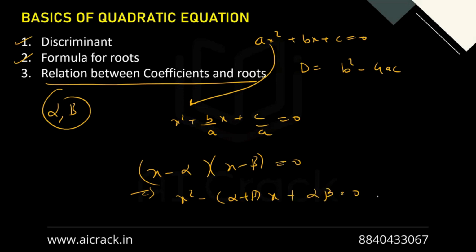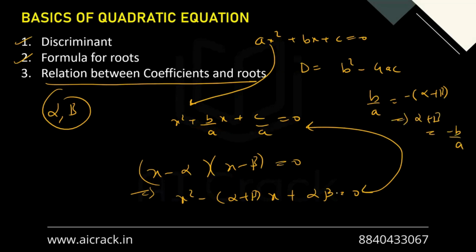Now, you can make a comparison of these two equations. So we can say that b by a equals to minus times alpha plus beta. That basically means alpha plus beta, that is summation of roots, is minus b by a. And similarly, product of roots is c by a.